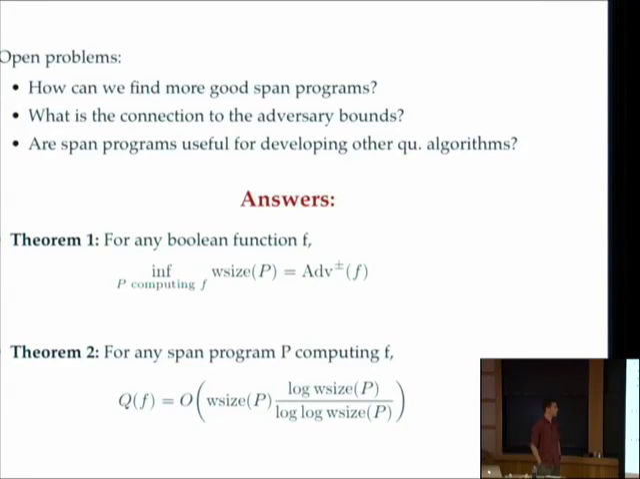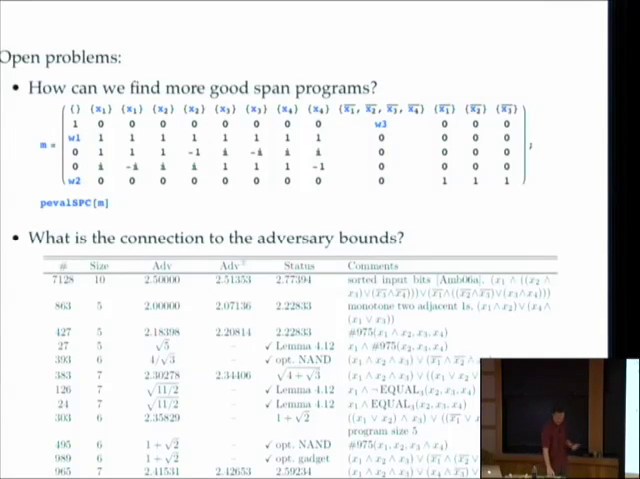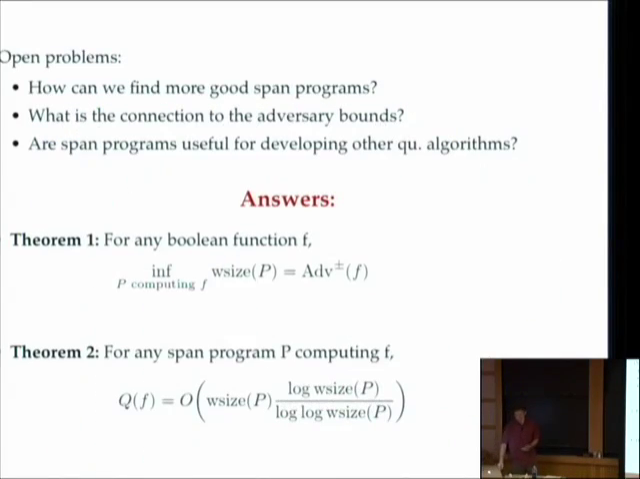First of all, we show that for any Boolean function, the best witness size of any span program computing that function is exactly equal to the general adversary bound. This is achieved. So in fact, my conjecture was just wrong. The reason we weren't able to find an optimal span program here was just because we're not good at finding span programs. It's not because they don't exist. And the second theorem is going to be a quantum algorithm for evaluating span programs.